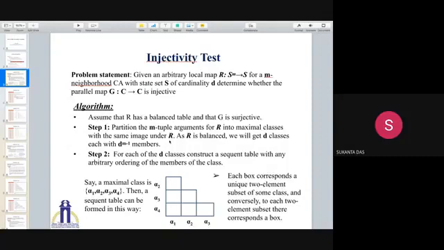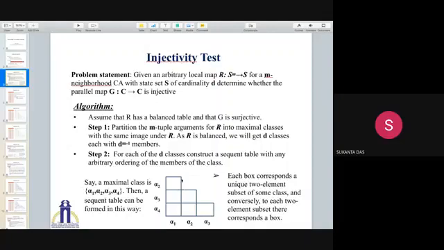If it is balanced, and you have D elements in S, you'll have D classes, and each will have d to the power m-1 members. For each of the D classes, construct a sequent table. What is the meaning of a sequent table? I'll tell you. Take an arbitrary ordering of the members of the class. Suppose a maximal class has alpha 1, alpha 2, alpha 3, alpha 4, so R of alpha 1 equals R of alpha 2 equals R of alpha 3 equals R of alpha 4, meaning they have the same image.